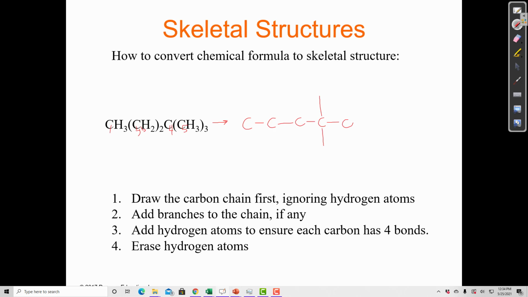So let's go back and add the hydrogens, and I think it'll make more sense at that point. So now we have CH3, so we can add this CH3 here. And then we have two CH2s. And then we have a C done. And we have three CH3s. So this C is done.